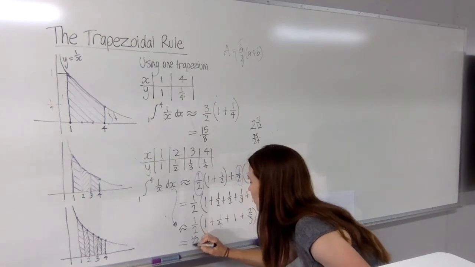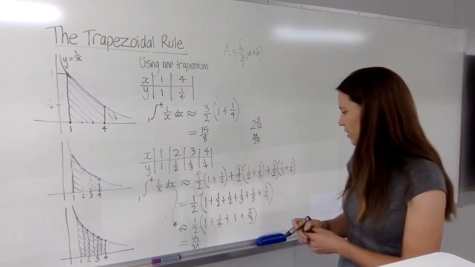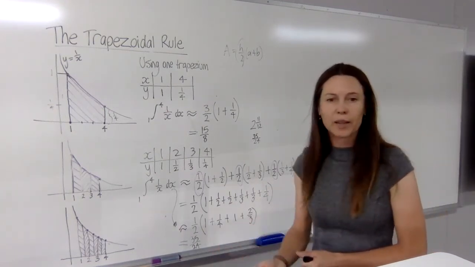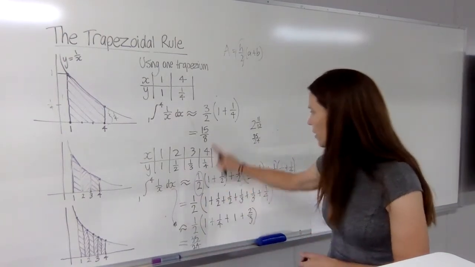35/24. Now you could do that whole thing on your calculator to make sure you get it right. I just don't have mine on me. Now we're not putting units square, we're literally just coming up with an estimate for the integral. And this will be a lot closer than that one.